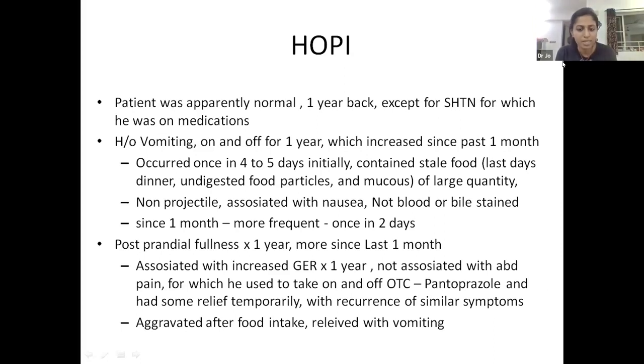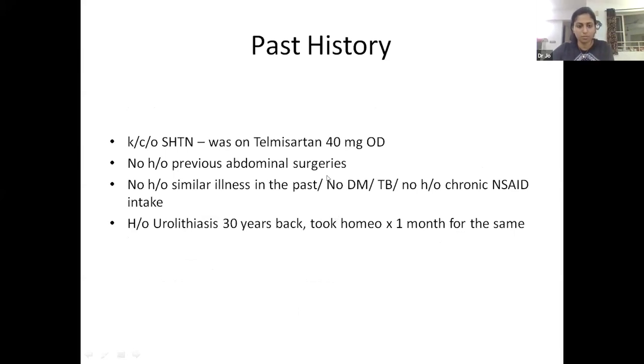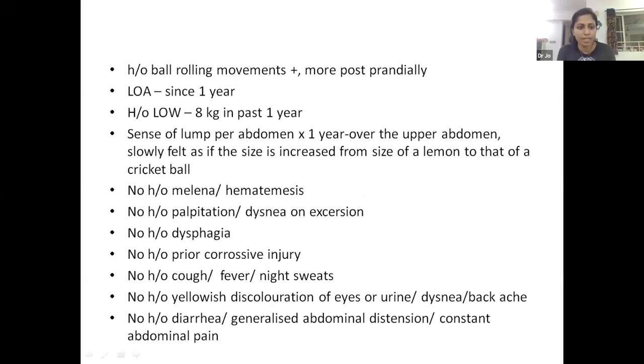Postprandial abdominal fullness for the past 1 year, more since last 1 month. Associated with increased gastroesophageal reflux for the past 1 year, not associated with abdominal pain, for which he used to take over-the-counter medication, pantoprazole, on and off, and had some relief temporarily, with recurrence of similar symptoms, aggravated after food intake and relieved with vomiting. History of ball rolling movements present, more postprandially.